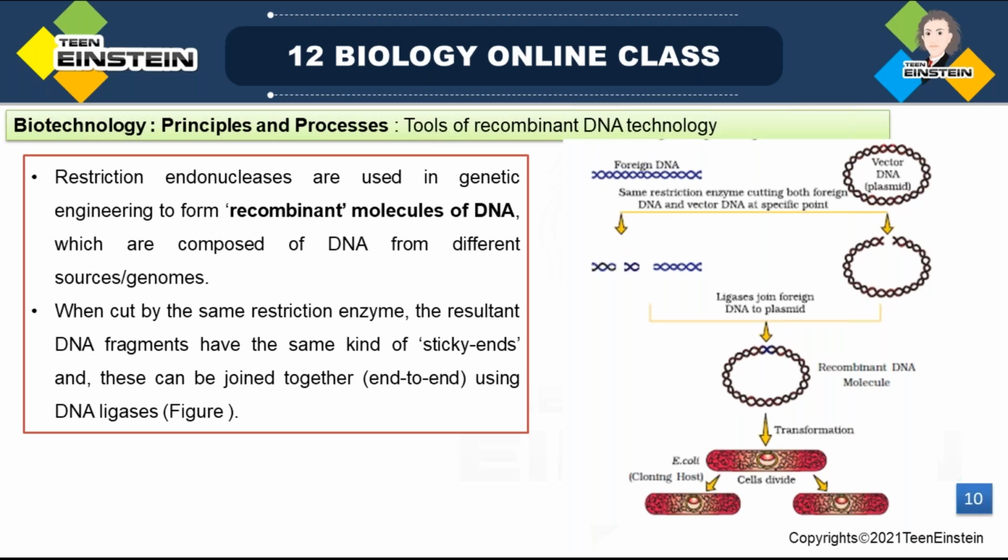Here, we use the same restriction enzyme for cutting both the foreign DNA and the vector DNA at specific points, after recognizing the palindromic sequence, and the resulting DNA fragments will have the same kind of sticky ends. In both the foreign DNA and the vector DNA we are using the same restriction endonuclease to cut, right? So that makes similar sticky ends, the same kinds of sticky ends, and that helps in the joining.